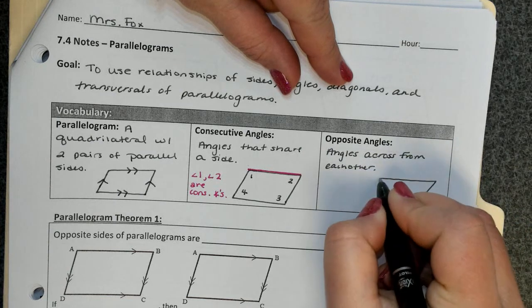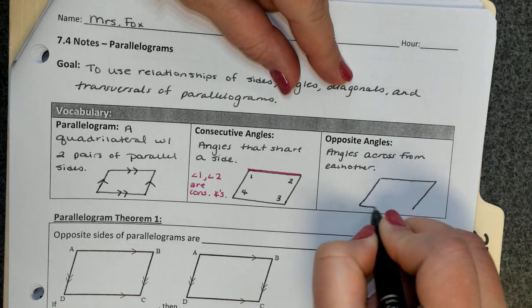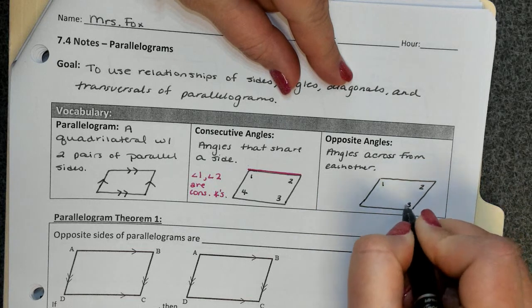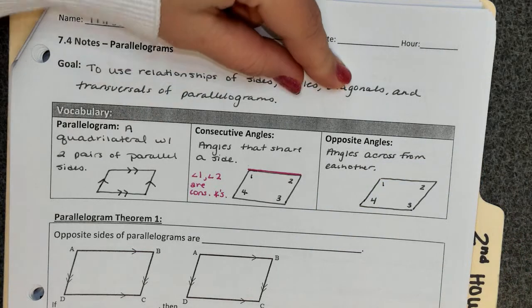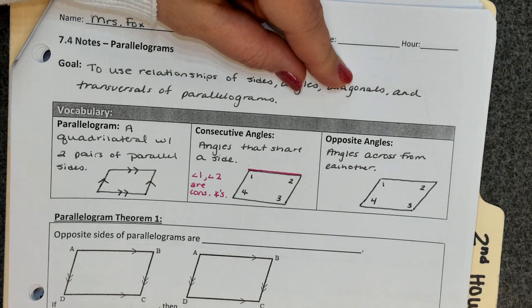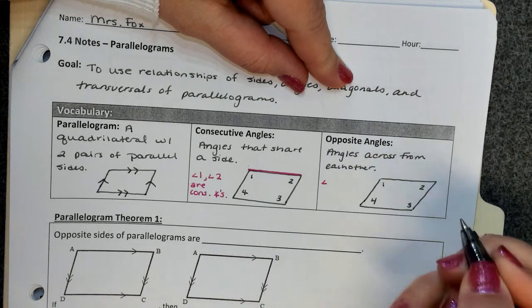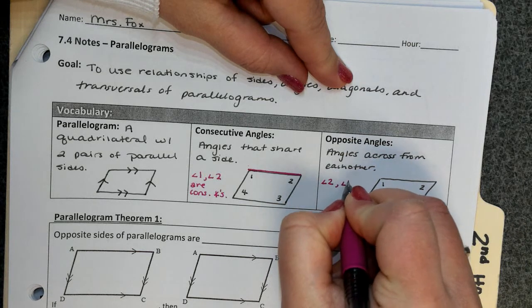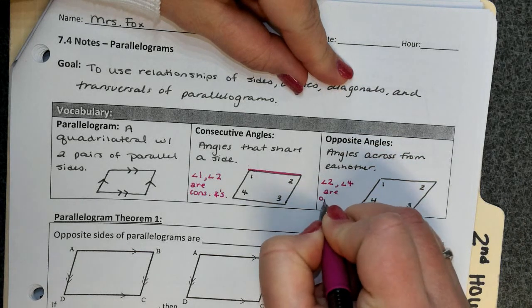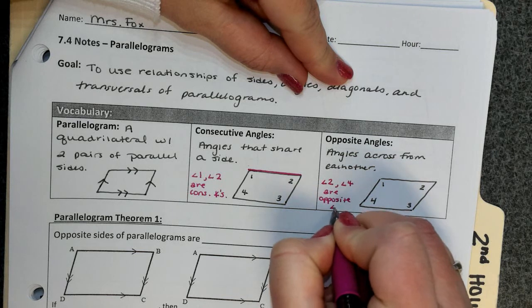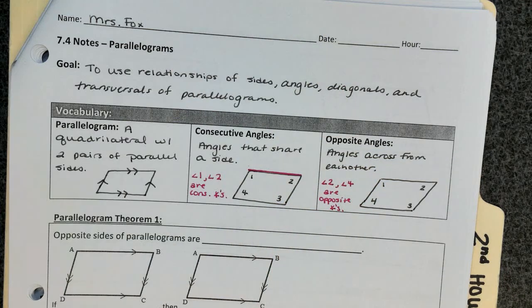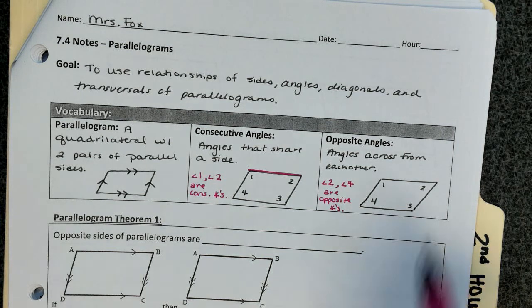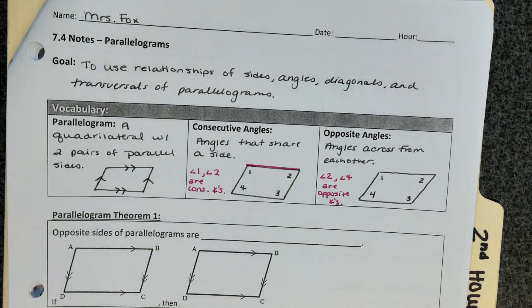So opposite angles are angles that are across from each other. So let me draw this parallelogram in again. And the example here would be angle 2 and angle 4 are opposite angles. They're across from each other. What would be another example of opposite angles in that diagram? 1 and 3. Very good. So the ones that are across from each other, 2 and 4, or 1 and 3. Now those are terms that we're going to need to know for these theorems that we're going to learn.